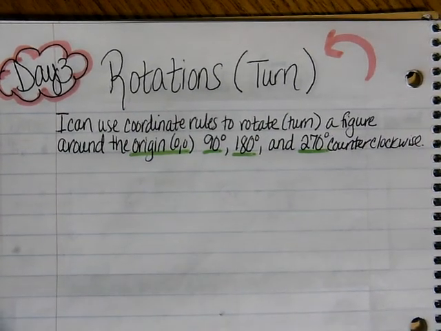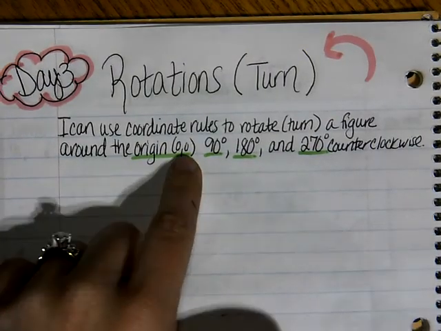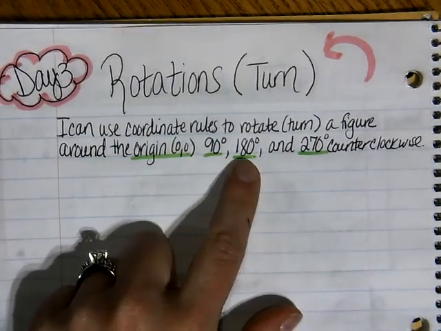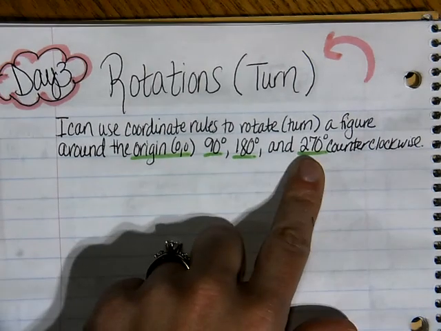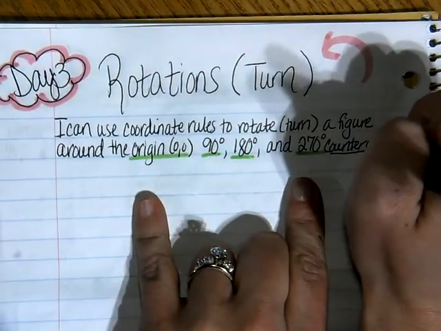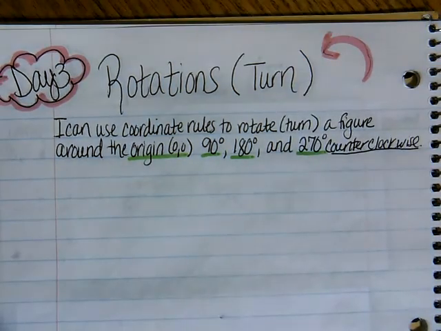Hi everyone, for today's lesson, we are going to learn about rotations. Our I can statement for today is: I can use coordinate rules to rotate, which means to turn, a figure around the origin. The origin is the ordered pair 0, 0. I want you to be able to rotate a figure around the origin 90 degrees, 180 degrees, and 270 degrees counterclockwise. Counterclockwise is just like what we have up here in our arrow. It is going against the clock, going backwards based on clockwise.